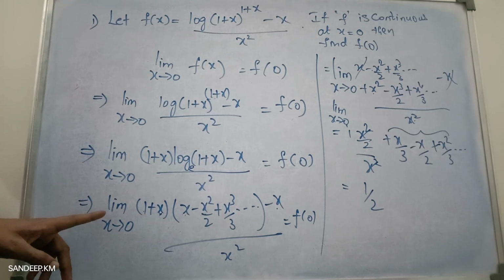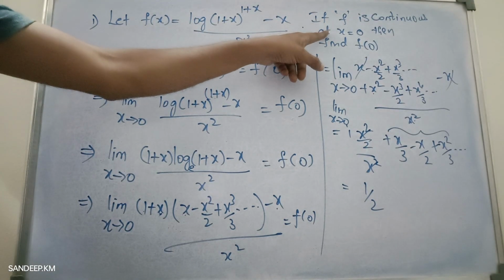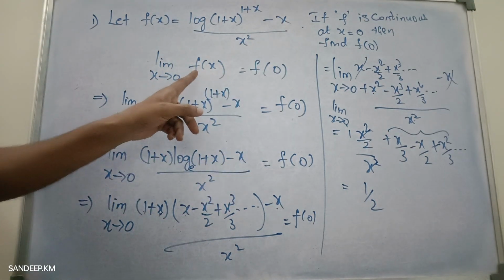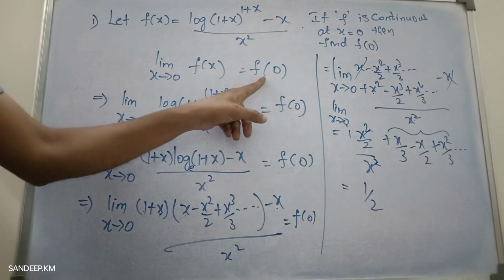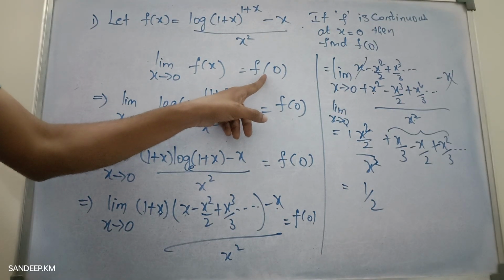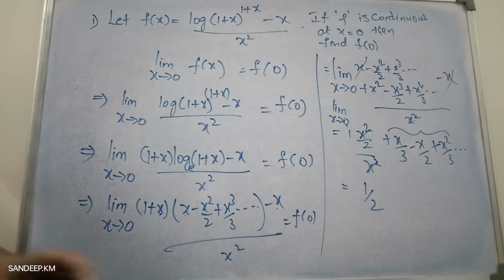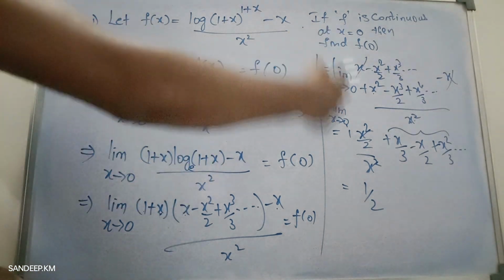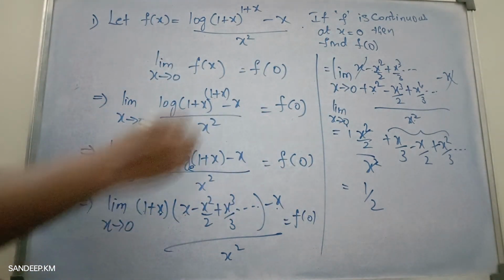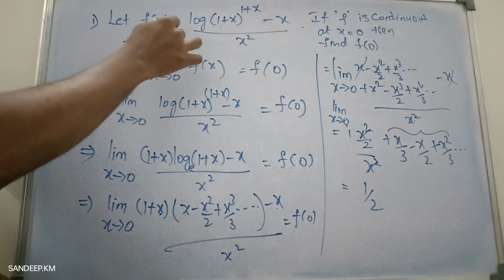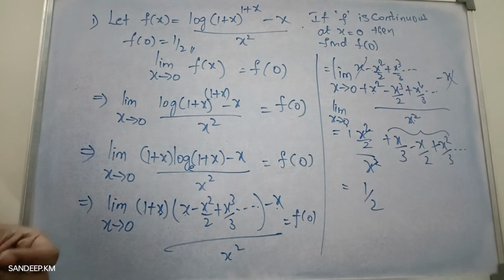So therefore, if the function is continuous at x is equal to 0, what is it? The limiting value of the function is equal to the value of the function, and based on that we got the answer as what? The value of the function is how much? 1 by 2. Okay, the limiting value of the function is 1 by 2, and therefore the value of the function is also 1 by 2. f of 0 is equal to 1 by 2. Okay, let us go to the next question.